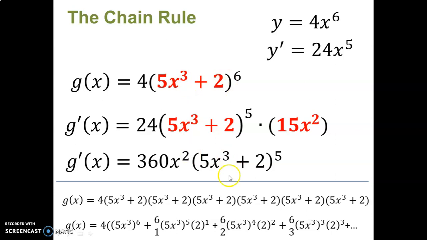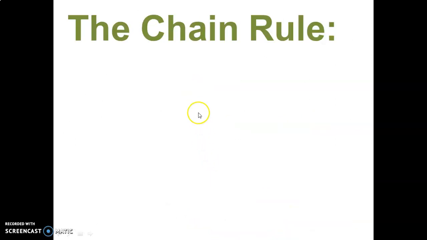So why not use the chain rule? It makes things much simpler than having to expand all that out like that. That would be kind of crazy to have to do all that every time. Let's just stick to this shortcut. So now let's look at summarizing the chain rule as a rule using symbols.